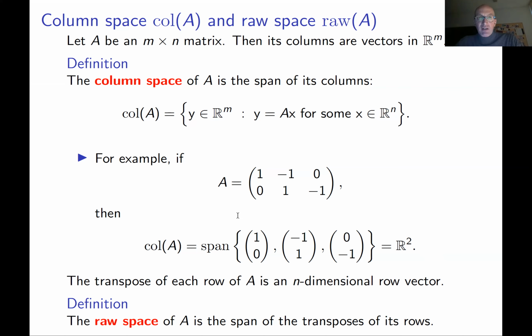Okay, all of these three spaces we defined today, the column space, the row space, and the kernel of a matrix, they all play a very important role in this course. And you have to learn how to compute them in some cases and how to play with them.